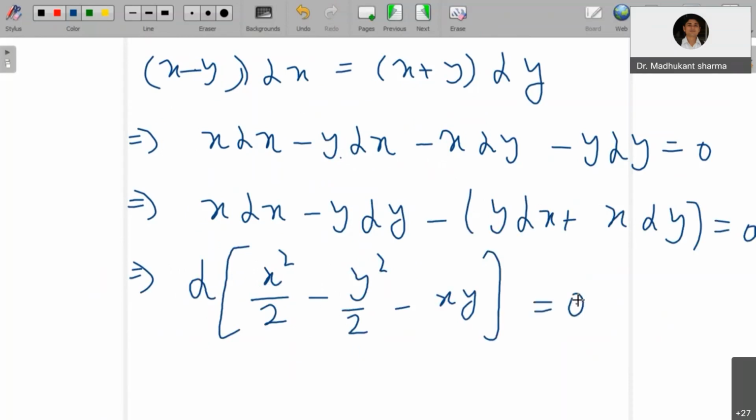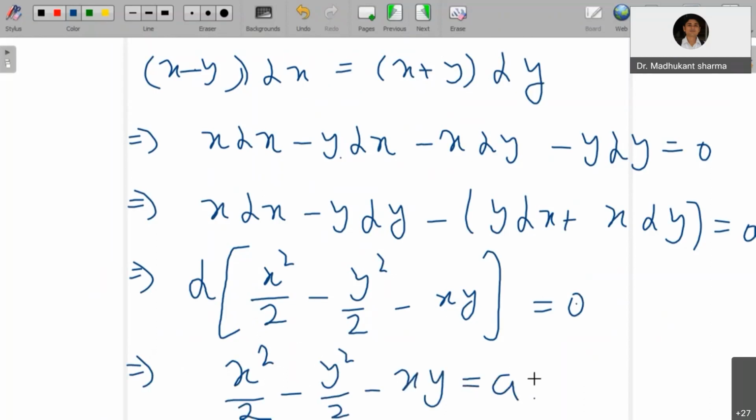Do you agree with this? Yes, sir. Right? So this will give you one family. If you integrate both sides, what you will get is x square by 2 minus y square by 2 minus x y equals a. So one of the families is now in your hand. Now you have to obtain at least one more family.